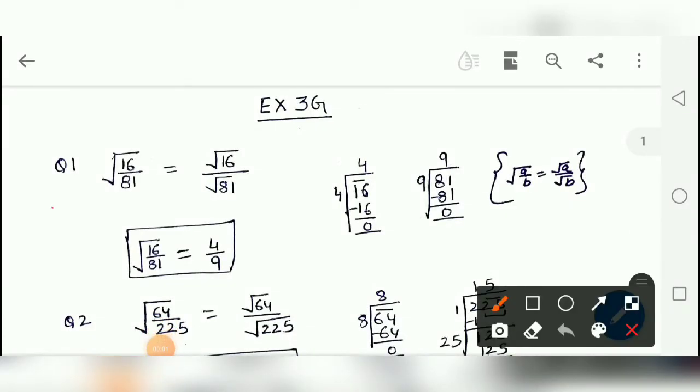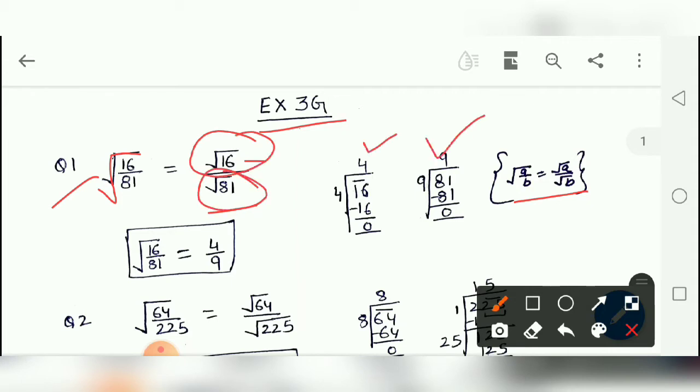Now, question number 1 of exercise 3G is whole under root 16 upon 81. If we use this property, then this will be equal to under root 16 upon under root 81. Now we have to find the square root of 16 and the square root of 81. Here I have used the long division method, but you can do it with the prime factorization method. No hard and fast rule for this. For these types of questions, you can adopt any of the methods.